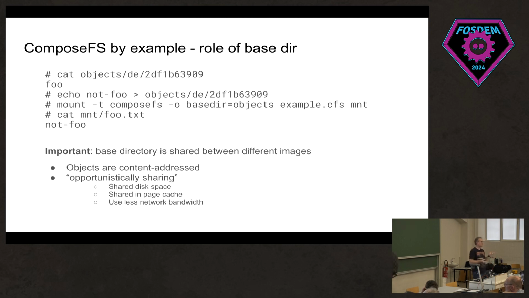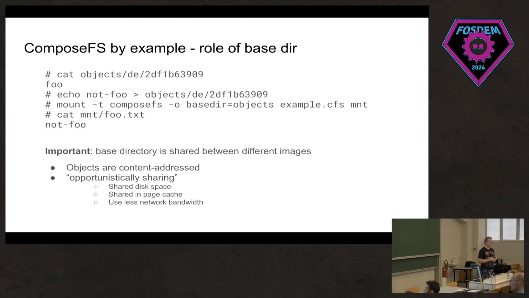And that's where you would get what I call opportunistic sharing, as opposed to explicit sharing, like Docker layering, for example. You have to be very careful about managing your dependencies, such that you used exactly the right base image and whatnot, and then you get sharing. But here, for whatever reason, if you happen to have two identical files, they will be shared.